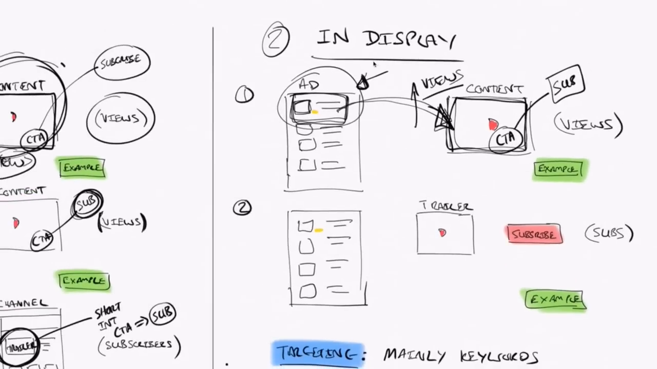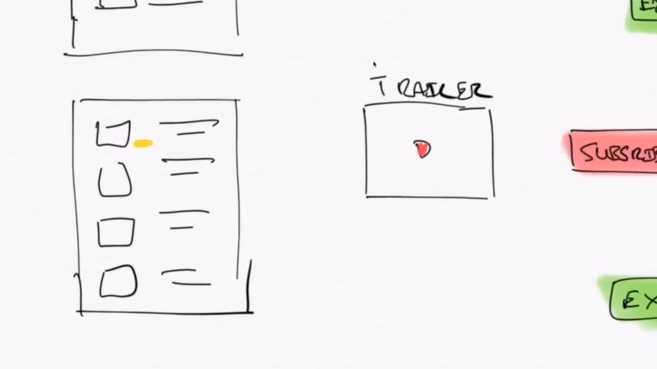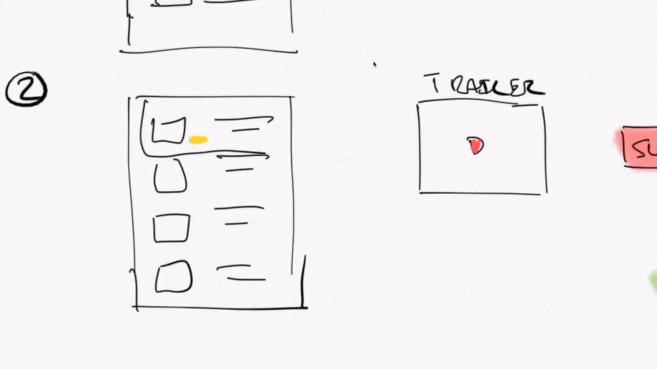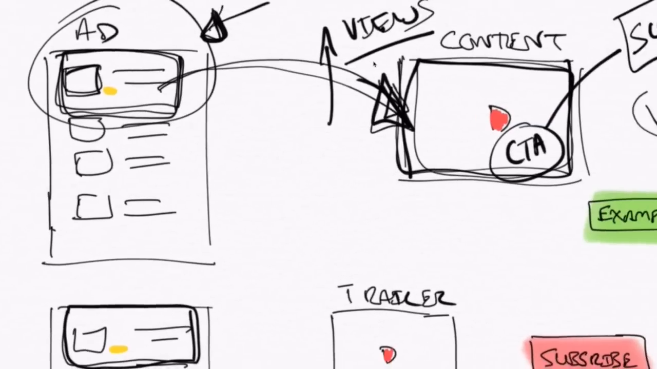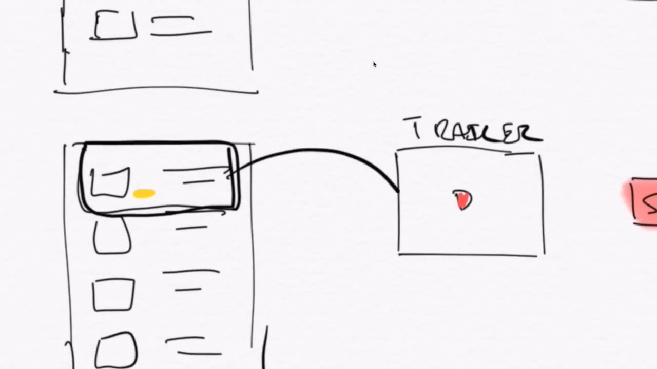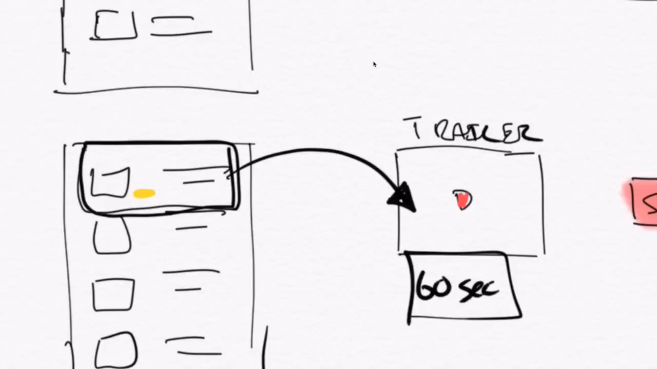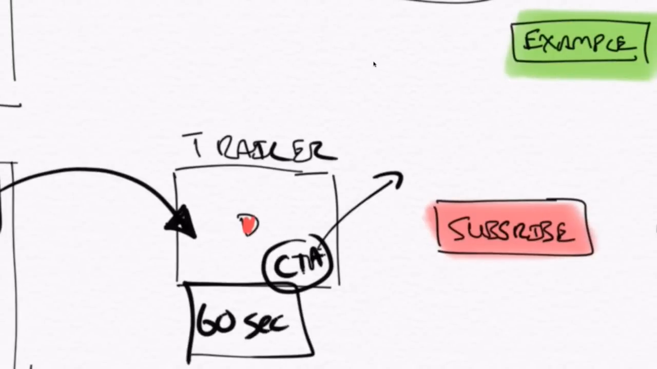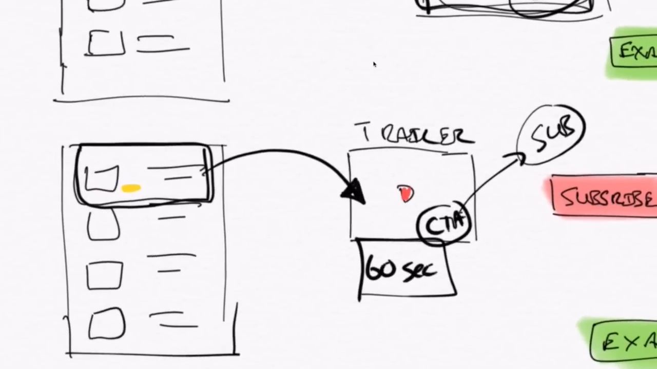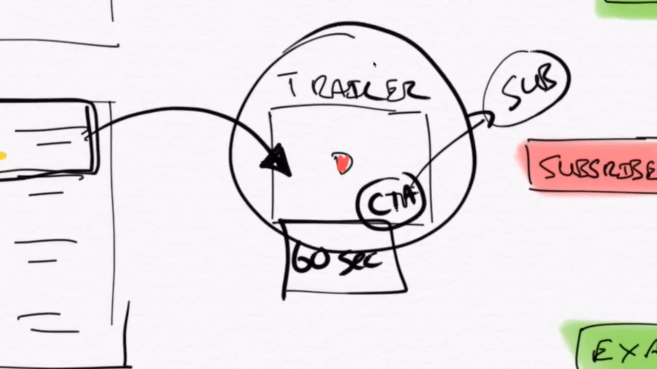That's how it works. Now, the second way of doing this is basically exactly the same. You create your little video ad, your in-display ad, but this time, instead of just sending it to normal content, you send them to your channel trailer video. So this is the video that's like 60 seconds long. It's the same one that you use on your channel page for getting people to subscribe. And once again, your call to action, very importantly here, is to get people to subscribe.